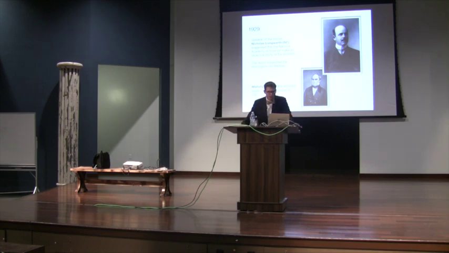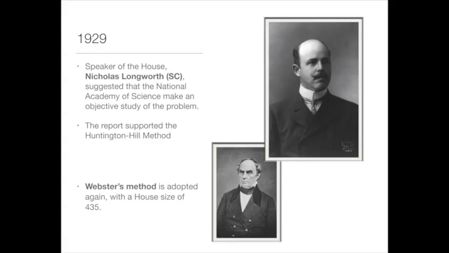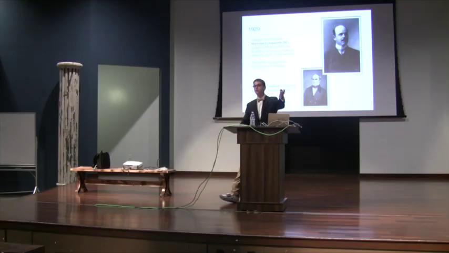In 1929, the Speaker of the House once again recommended that the National Academy of Sciences make an objective study of this problem. So remember, Congress has asked for a recommendation from a committee of mathematicians. The Speaker of the House asked for a second recommendation from the National Academy of Science. And universally, both committees say the most fair way of doing this, unapologetically, universally, is the Huntington-Hill method. So Congress adopts Webster's Method again.